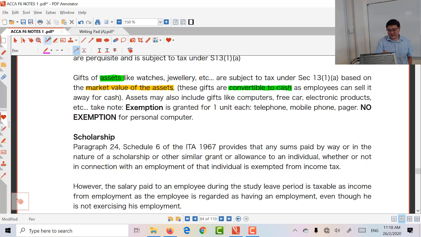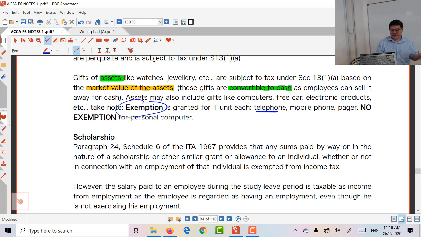But you have to take note now. Earlier we mentioned that exemption is applicable for the utility. So the exemption covers the asset. That's why you get exemption for the telephone, which I don't think is anything great to shout about.